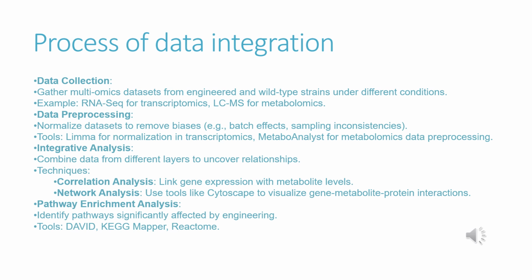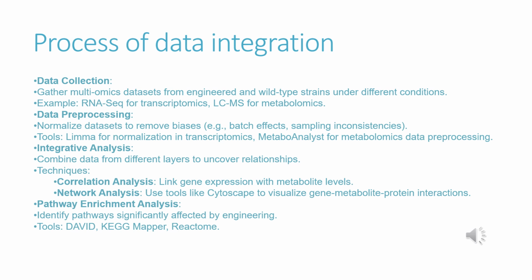For integrative analysis, there is a combination of data from different layers to uncover relationships. The techniques involved for such analysis are correlation analysis and network analysis. In correlation analysis, it links the gene expression with metabolite levels. For network analysis, the tool that is used is Cytoscape to visualize the gene, metabolite, and protein interactions.